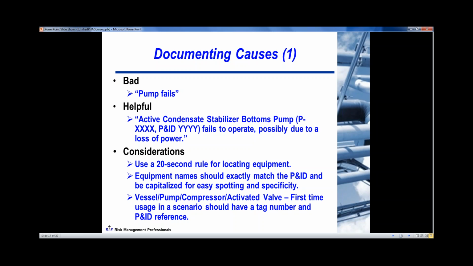Also, how often do you put in tag numbers and P&ID references? Usually, if it's a pretty well-focused system where you're looking at one page, one P&ID reference in the cause is fine. We'll talk about recommendations separately in just a few minutes, but one P&ID reference is fine. And also the first time in a scenario that the piece of equipment comes up, that would be a good time to identify a specific tag number.